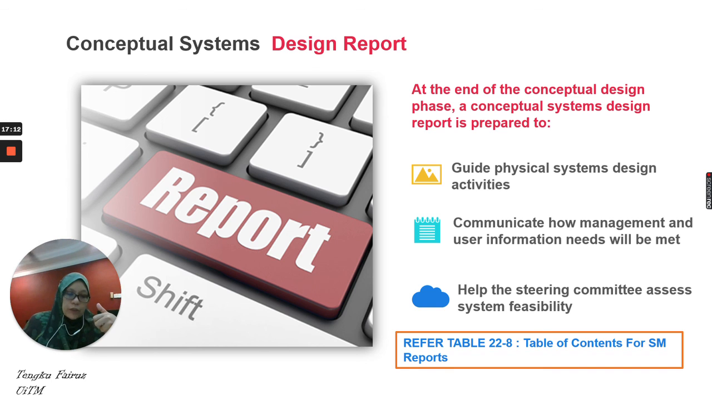And then if you refer to page 721, the last table, Table 22.8, the table of contents for the Shopper Smart report. So in this table they include the overall report, including this conceptual system design report. Okay, so you can refer to that table on page 721, the last table before the end of the chapter. So dalam tu you boleh nampak lah contoh-contoh content yang perlu ada dalam conceptual system design. Okay, so semua yang kita discuss specification tadi, semua masuk dalam report.